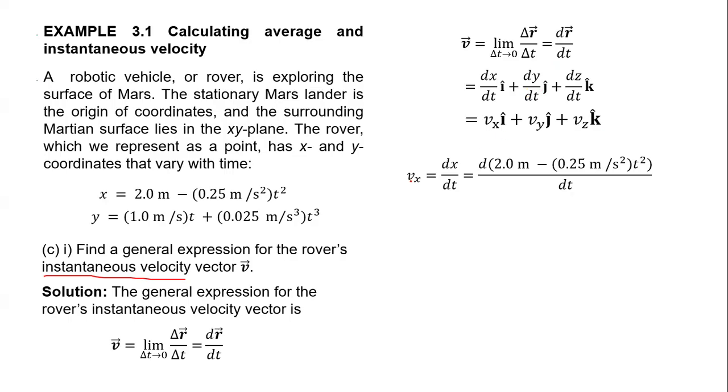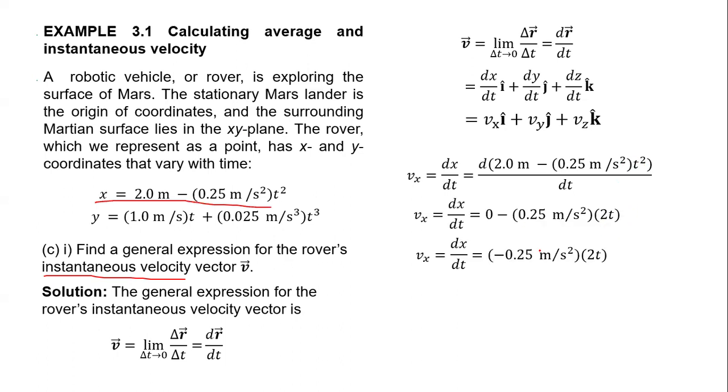Let's start with your x component, or dx over dt. This is your position function, and the derivative is equal to this one. I already taught you in chapter 1 the basic concept of derivatives, and I gave you the formula, so I'm going to go straight to it. The derivative of the first term is 0, and the derivative of the second term is negative this constant times 2t, just like this.